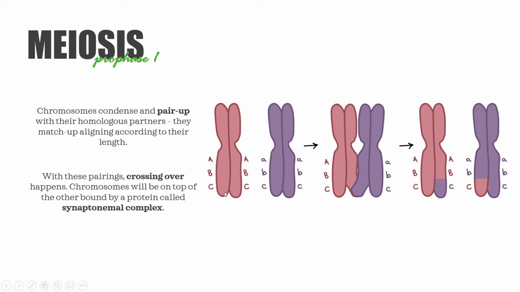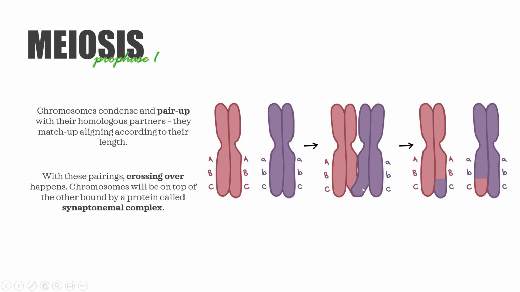Now what is crossing over? The chromosomes will be on top of the other, bound by a protein called synaptonemal complex. They're actually on top of one another. Okay, pinakita lang talaga dito is para makita nyo na magkasama sila. Kasi pag pinagpatong lang ang dalawang yan in an illustration, baka hindi mahalata. Okay, but in this explanation, nakapatong talaga sila dyan.